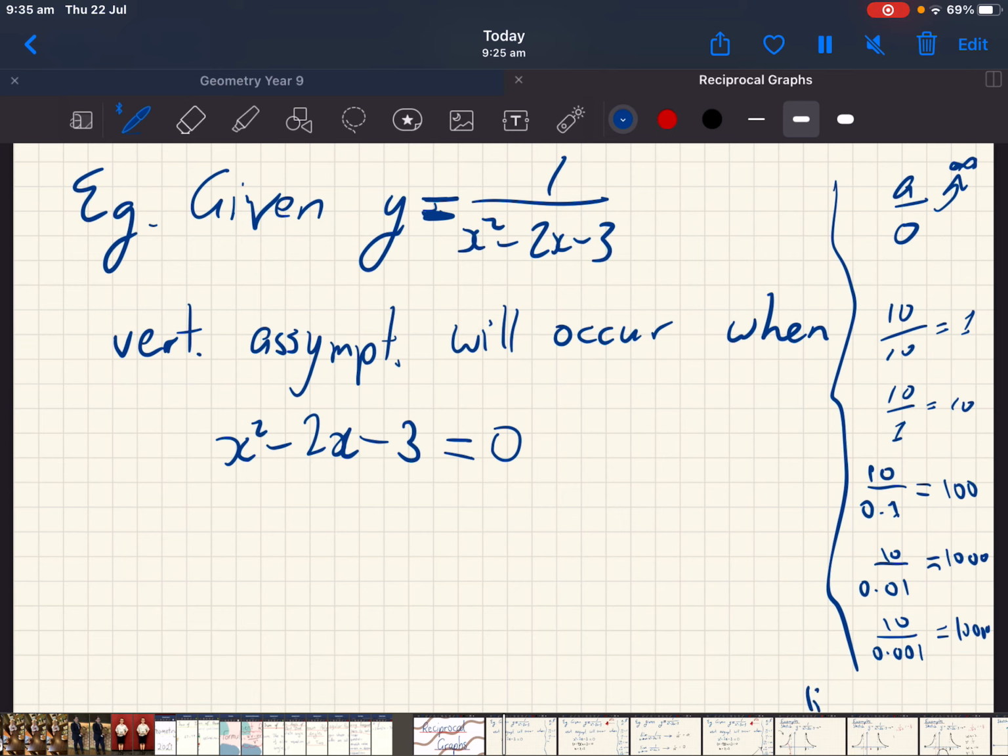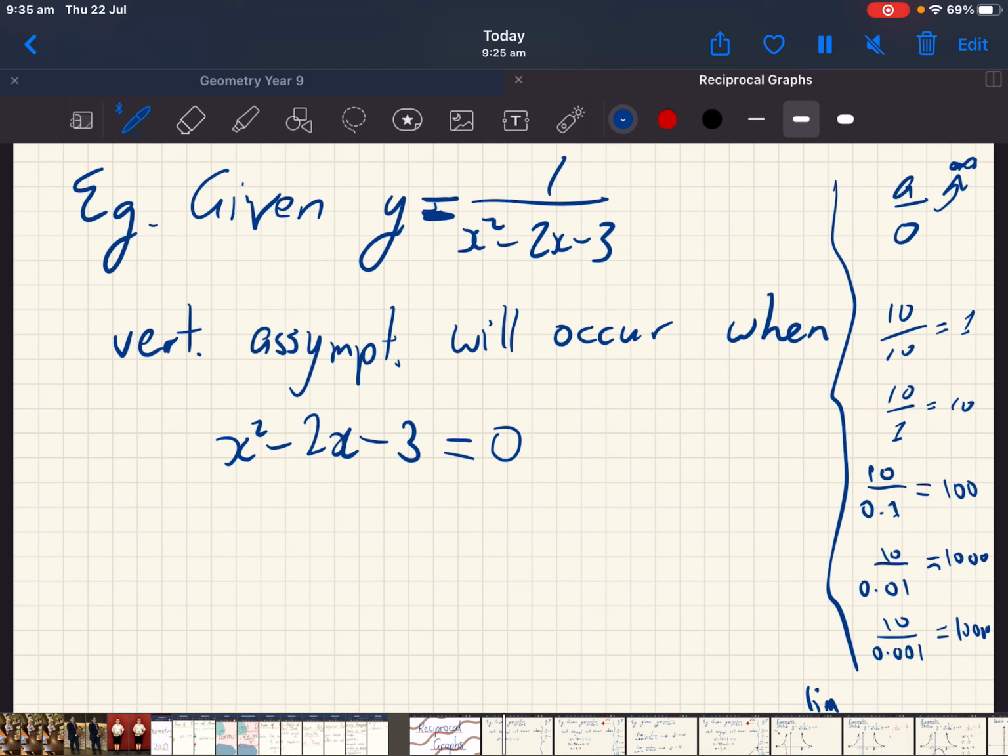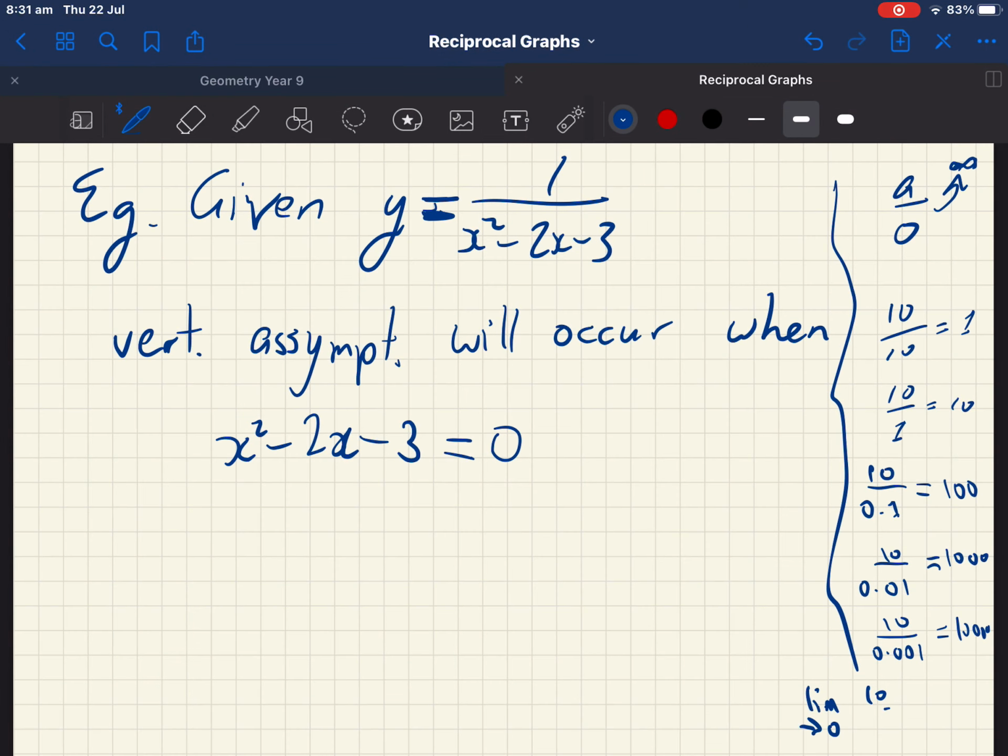Okay, so I spent lots of time really explaining this concept. So you guys already know this, yeah? When the denominator is 0, you're going to get an infinitely large value. And as it approaches 0, that's when it becomes infinitely large.